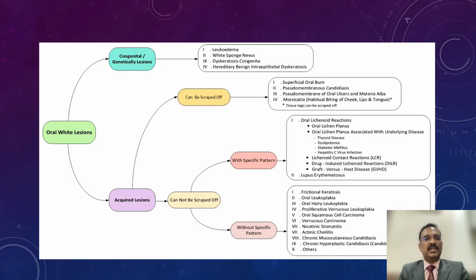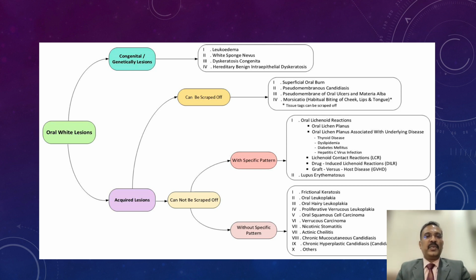One can look at a workup or an approach to oral white lesions. They can be congenital, they can be acquired. The congenital ones will be white sponge nevus, lesions seen in dyskeratosis congenita, and the leukoedema, which is an innocuous lesion.